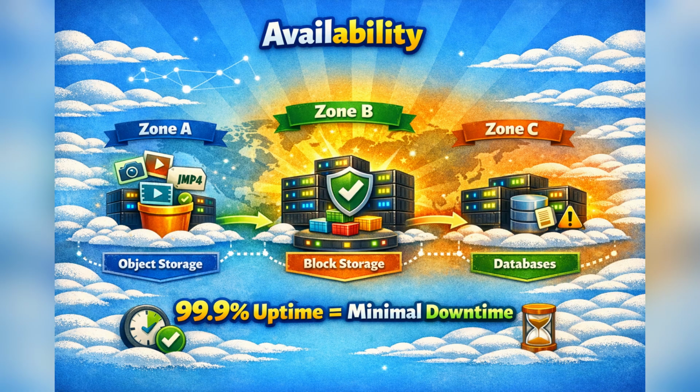Next is availability. Availability measures how often your application is operational and accessible. Cloud providers often aim for very high availability, sometimes expressed as five nines or 99.999% uptime. To achieve this, applications are distributed across multiple servers and even multiple geographic locations. This ensures that even if part of the system fails, the application continues to function.